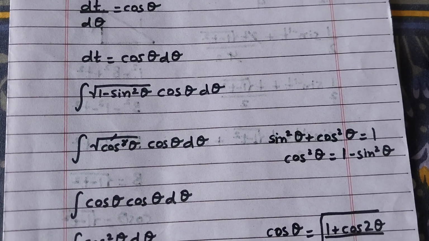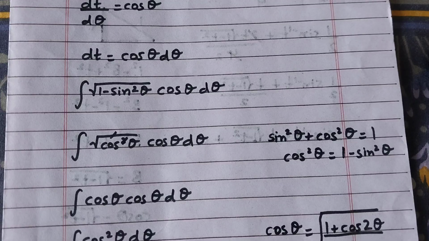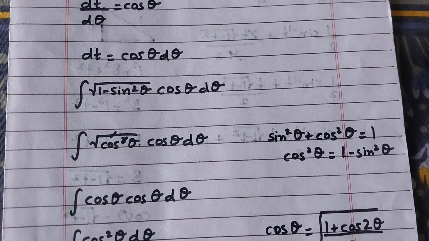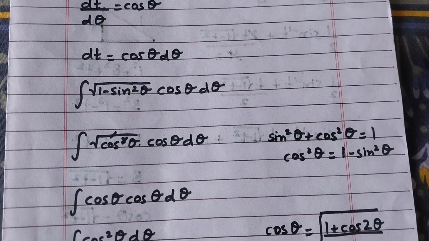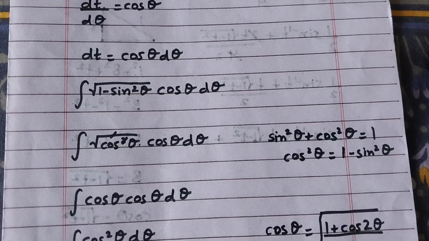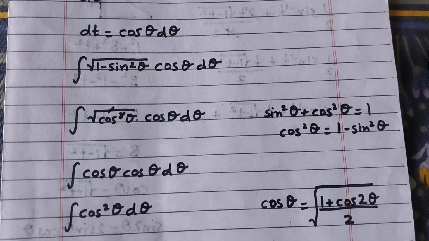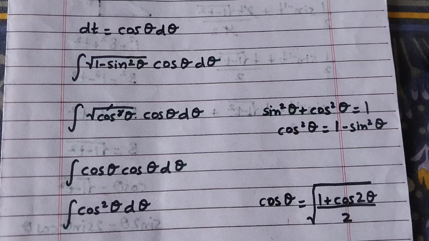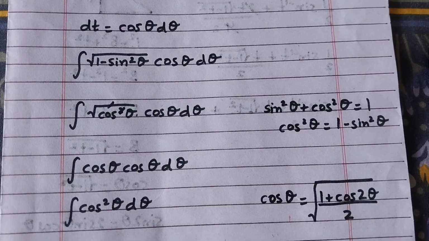So 1 minus sine square theta is just cos square theta. I have written the identity sine square theta plus cos square theta equal to 1. So from this identity, cos square theta is just 1 minus sine square theta. So we can replace 1 minus sine square theta with cos square theta, and square and square root cancel out. So we are left with cos theta into cos theta d theta, and cos theta into cos theta is simply cos square theta, and we are integrating this with respect to theta.